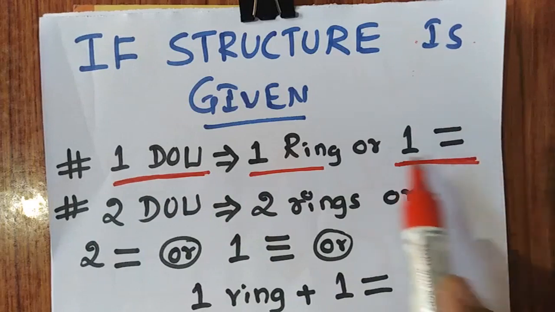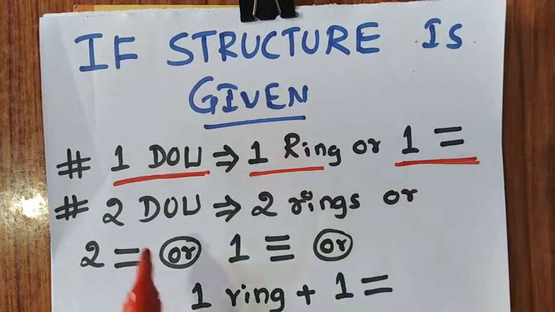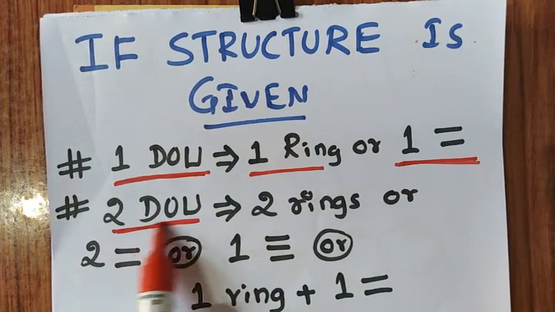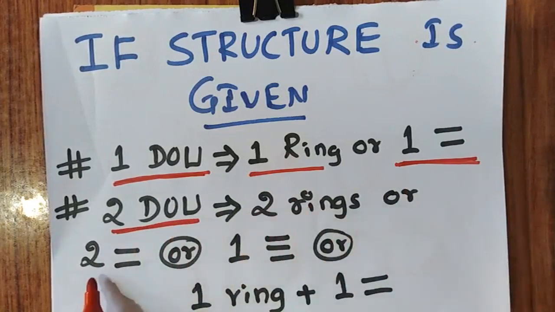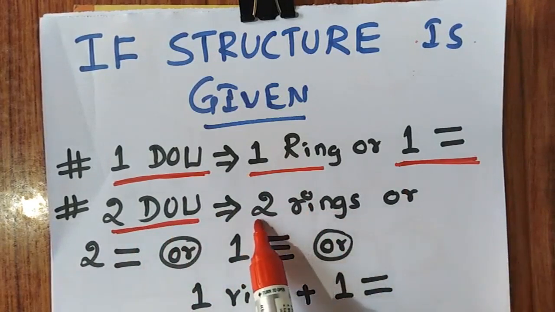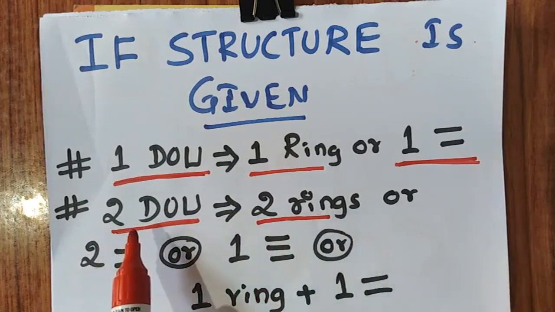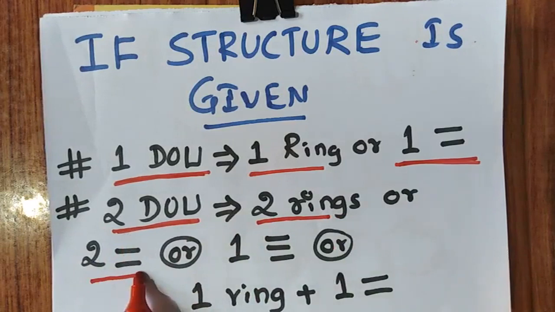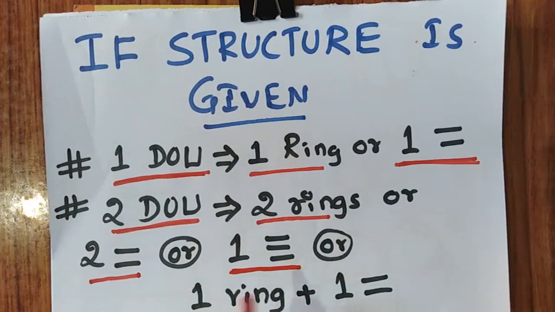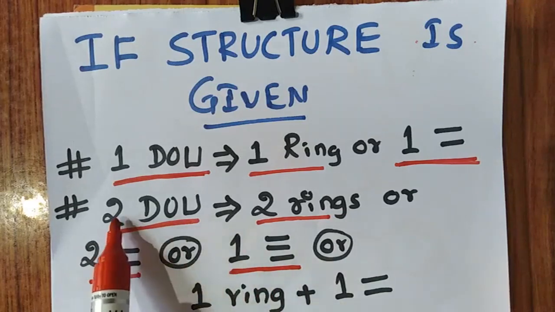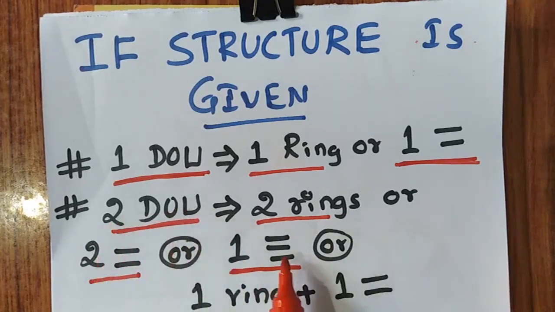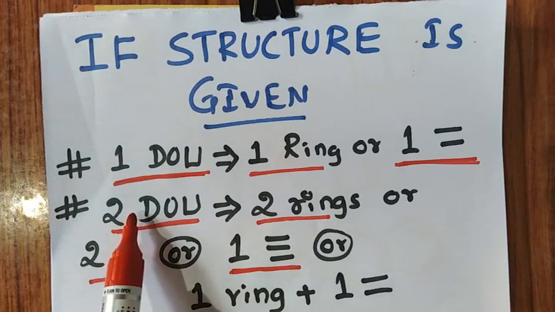Equal to one double bond, or one ring. 2 degrees of unsaturation is nothing but 2 rings or 2 double bonds. Either it may be 2 rings, which gives 2 degrees of unsaturation. If 2 double bonds are there, then plus 2 you have to do. Or a triple bond, remember, 1 triple bond is equal to 2 degrees of unsaturation, and 1 ring plus 1 double bond is also equal to 2 degrees of unsaturation.